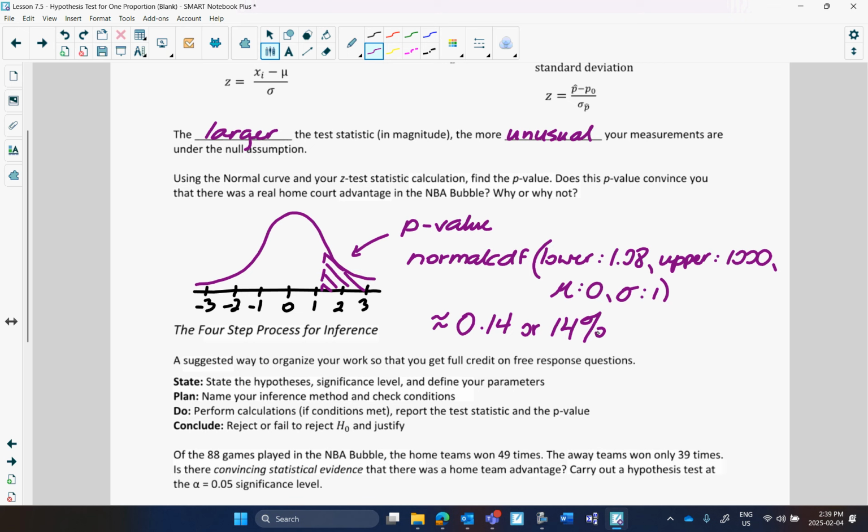So you can see that's kind of the long way to do it, right? So you'd have to set up your null and alternative hypotheses, okay?